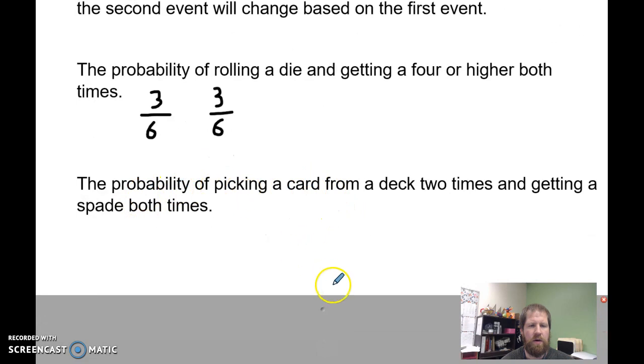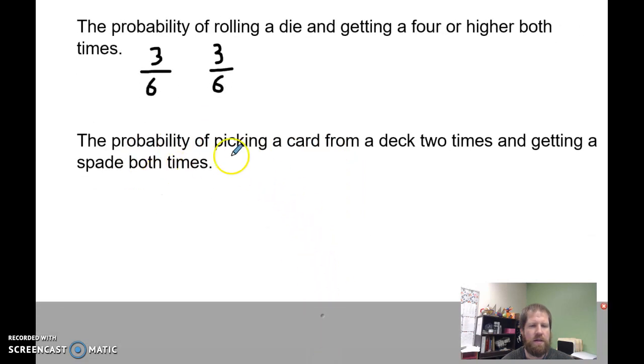Now, this is a dependent situation. The probability of picking a card from a deck 2 times, so we're picking 2 different cards, and we're trying to get a spade both times. If I'm figuring out my probability, in the first one I have 13 spades in a deck out of 52 total, which we can simplify to 1 out of 4.